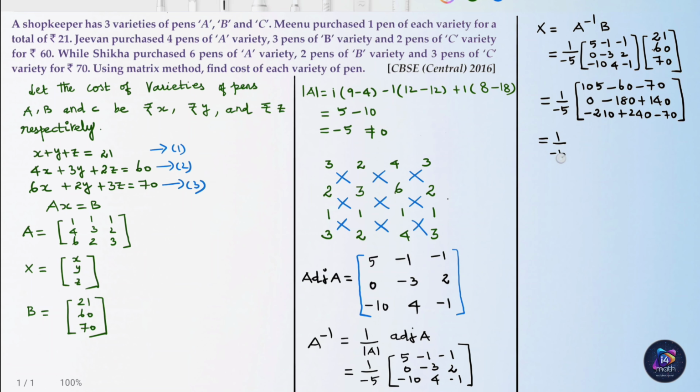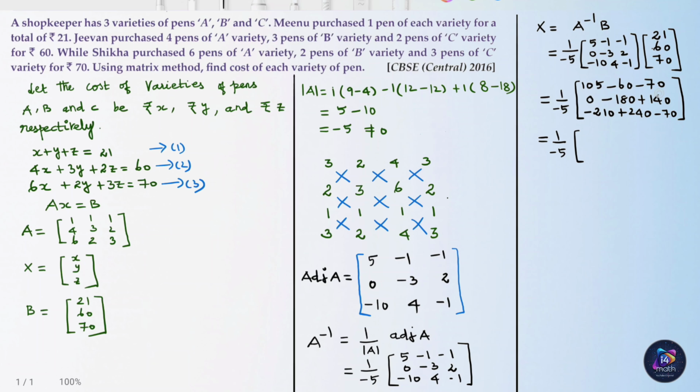1 divided by minus 5. So 105, minus 60, minus 70. That is minus 25. Minus 180 plus 140, minus 40. Minus 210 plus 240, 30, 30 minus 70, minus 40. So minus 25, minus 40, minus 40. Take this 1 by minus 5 inside and multiply with each element. So everything will become positive. 25 by 5, 5. 40 by 5, 8. 40 by 5, again 8.